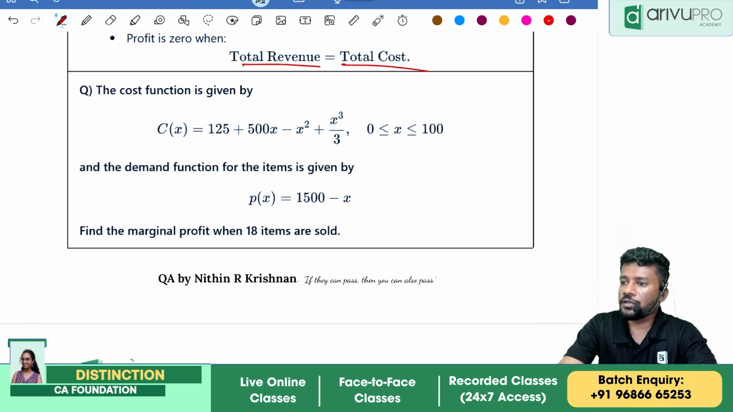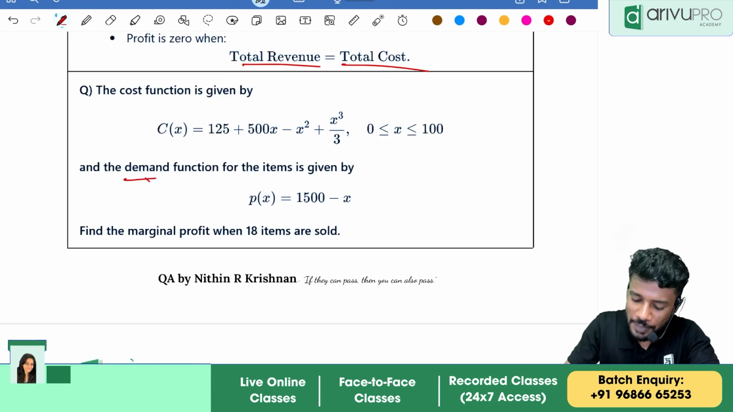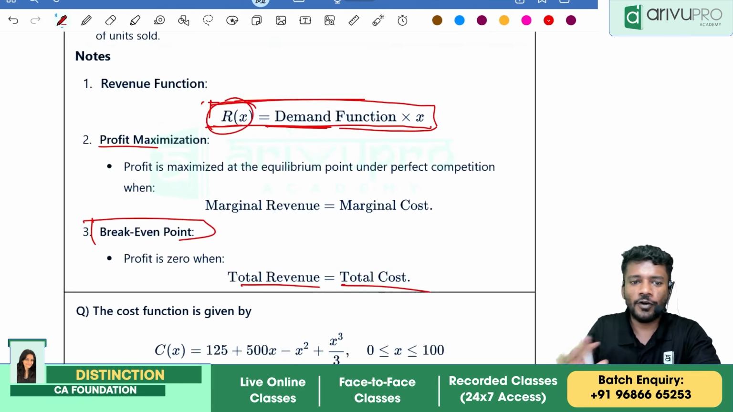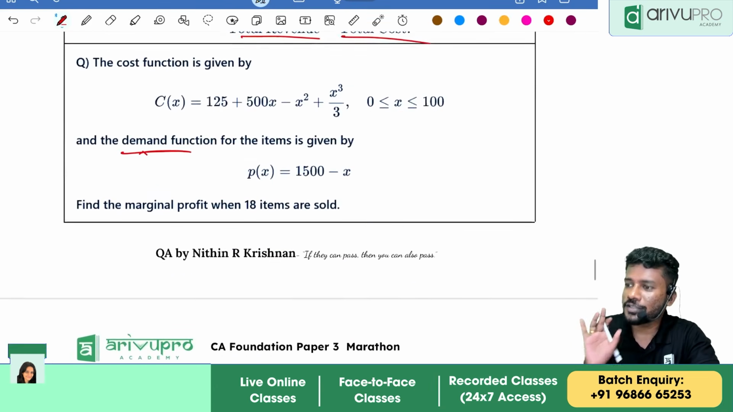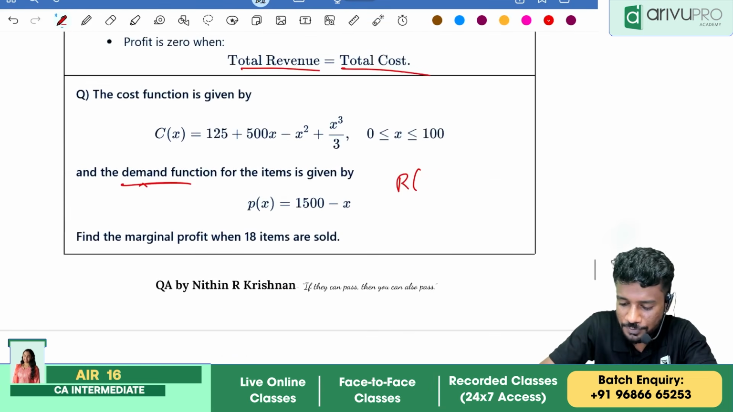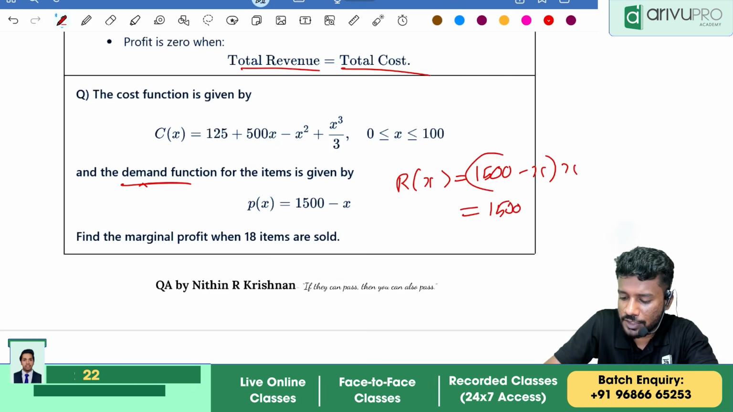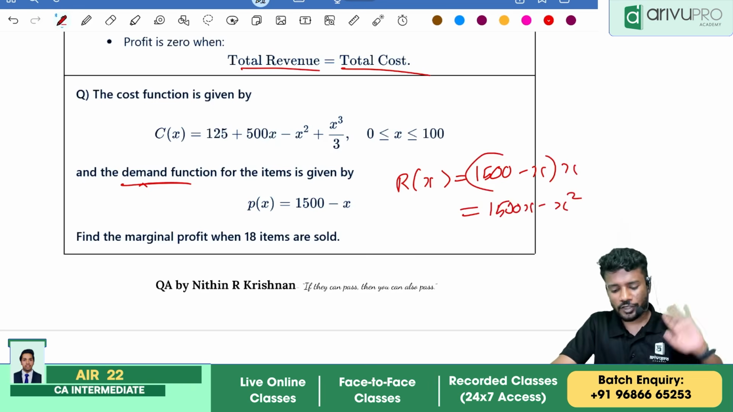First of all, for finding marginal profit, we require the profit function. For finding profit, we require a revenue function. Now, is the revenue function given? No, but the demand function is given. If you know the demand function, you can find the revenue function. Everything mentioned here is there in the same question. So what is the revenue function? That is nothing but 1500 minus x, into x. That is 1500x minus x square. That is the revenue function.